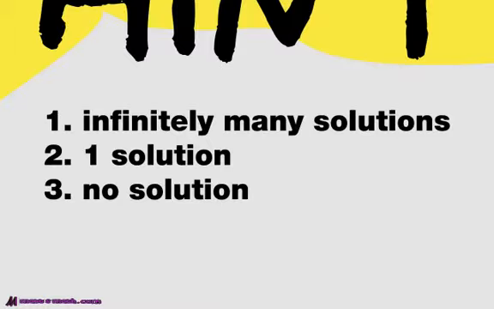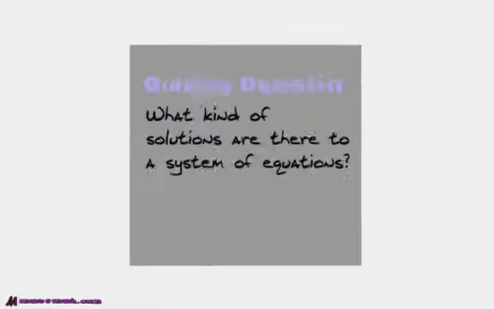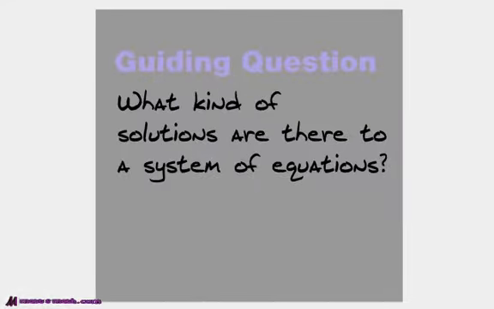All right. That's pretty much it, huh? Not too bad. Can you answer this question now? What kind of solutions are there to a system of equations? Bet you can. There's 3 for the most part for what we're seeing so far. And that's it for today.